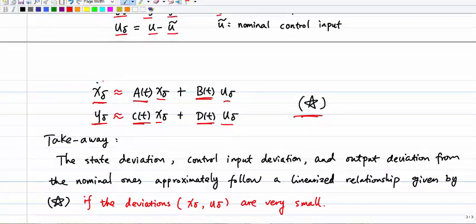In the next video, I'll talk about what this A and B and C and D are, what the actual form of it is, and I'll give an example showing how we compute the A, B, C and D and how to do the linearization.